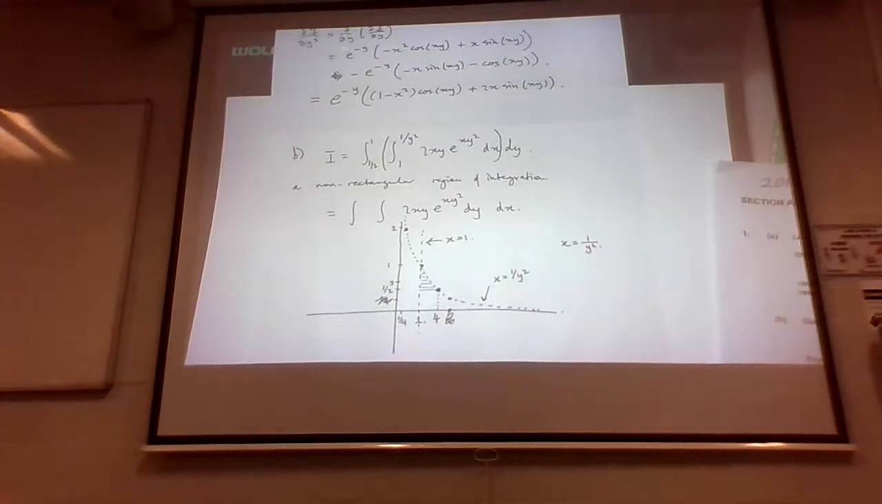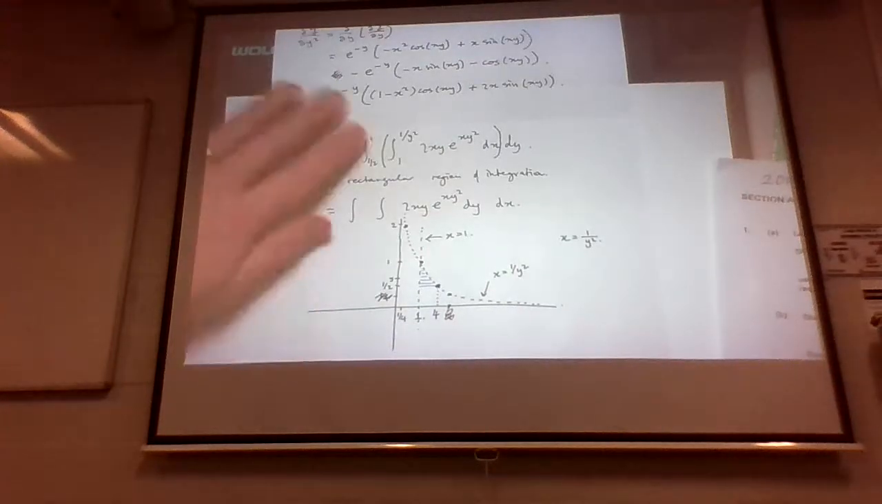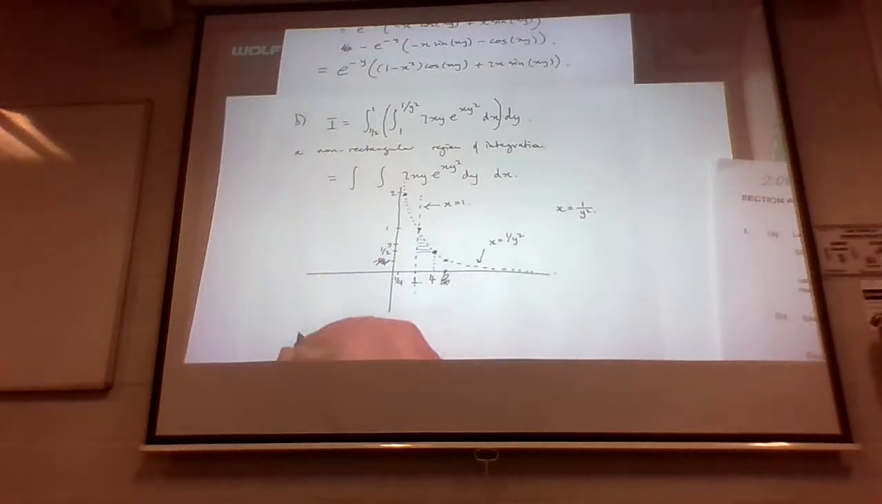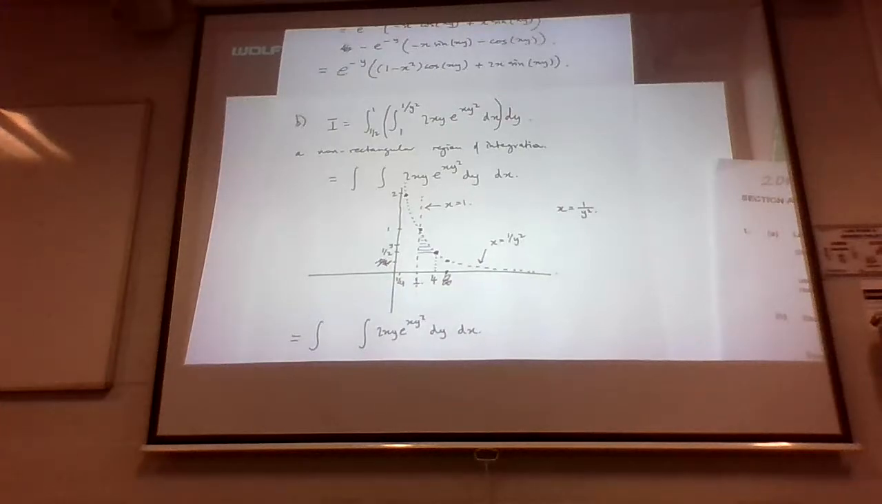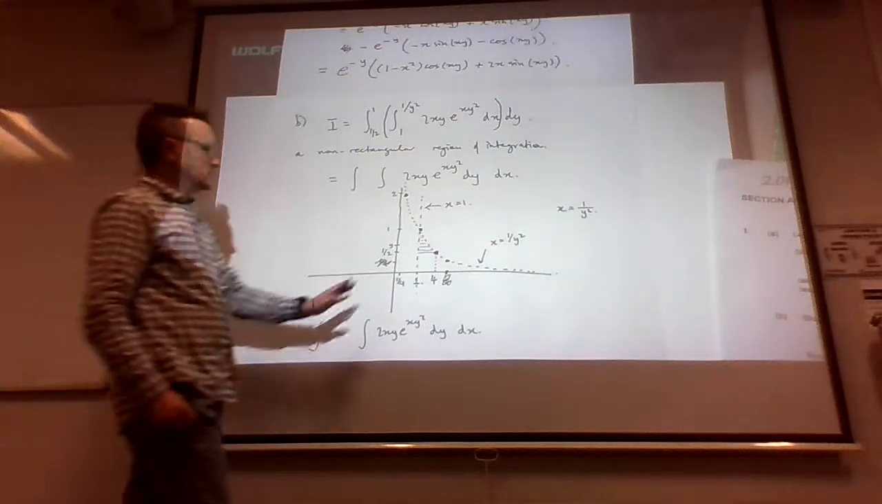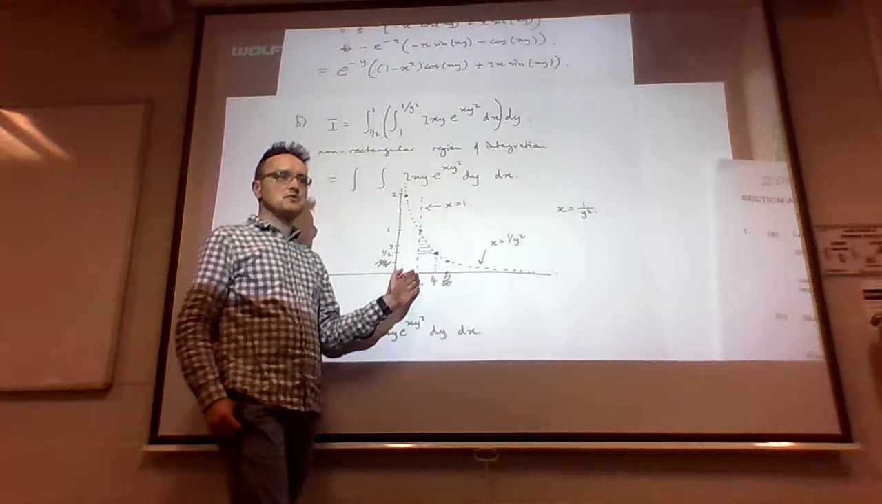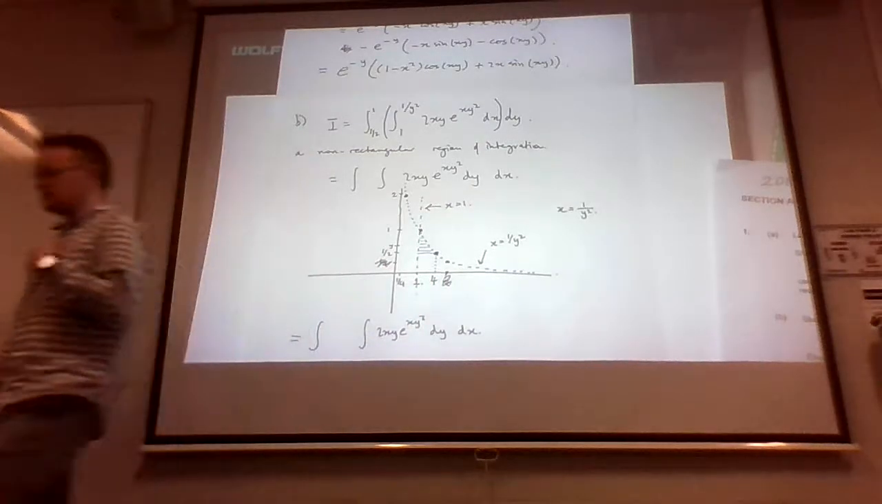of integration. So let's reverse the order now. So between which x values is the region contained? It's contained between x equals 1 and x equals 4.